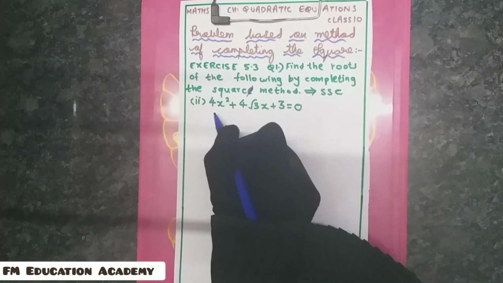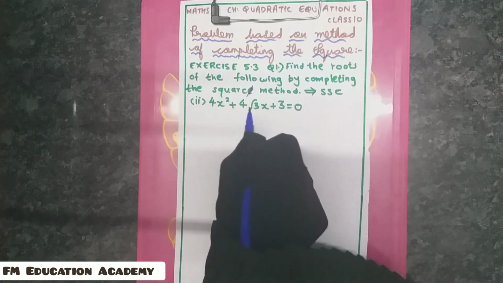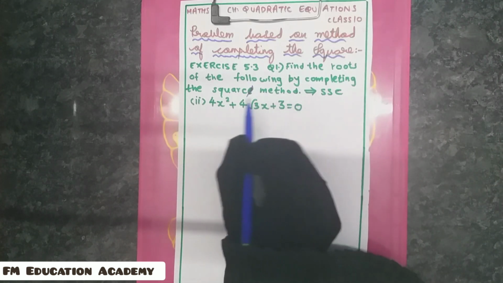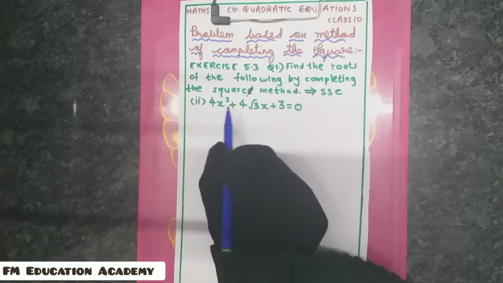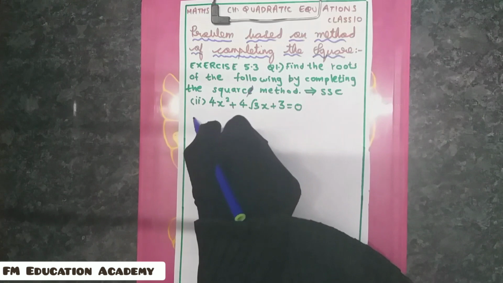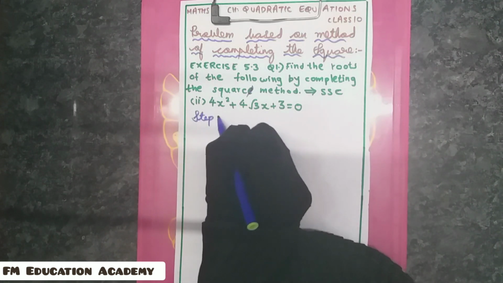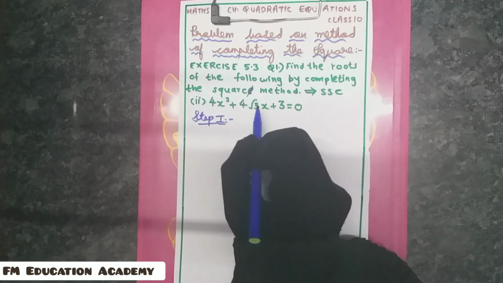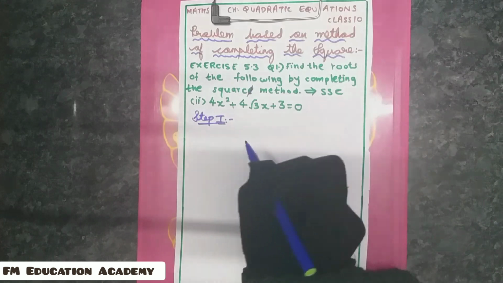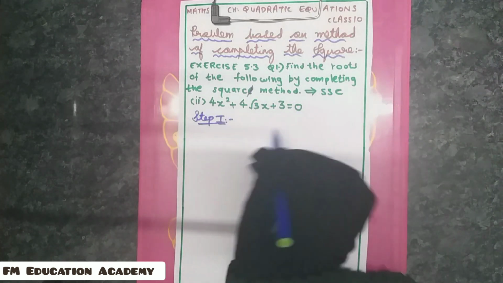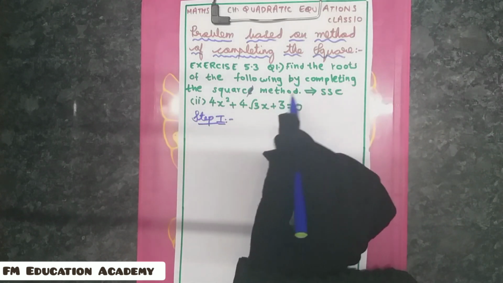First, what to do in the completing the square method is to verify whether the equation is of the form ax squared plus bx plus c equals 0. So my step 1 will always be to verify whether my equation is of the form ax squared plus bx plus c equals 0. Then, after verifying, you can proceed with the sum.